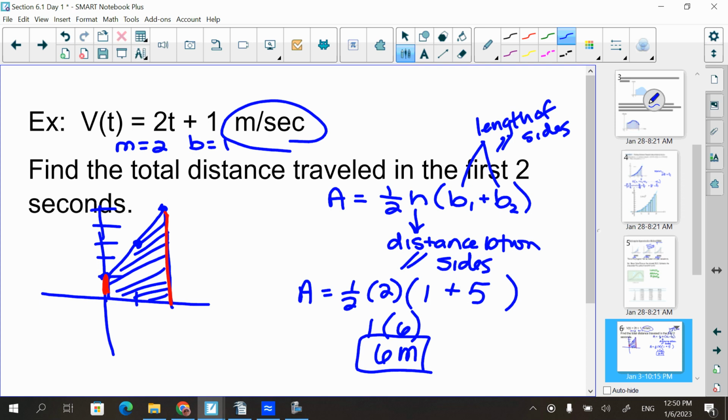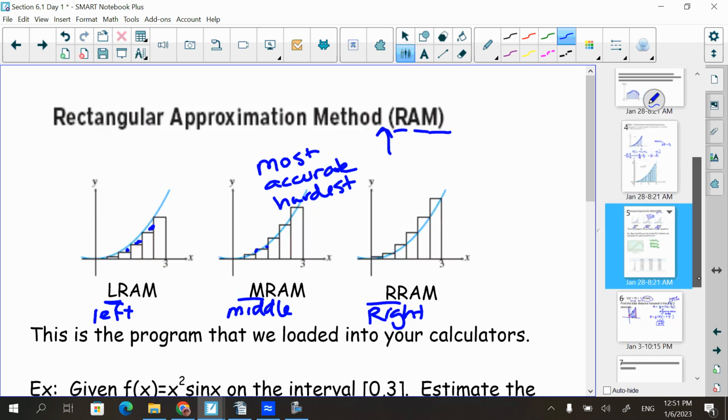You can just take these x values where those parallel lines are and plug them into the equation. 0 plus 1 is 1. That gives us that one. And 2 times 2 is 4 plus 1 is 5 for that one. Okay? So don't think you have to keep drawing it out that whole distance. You can find that just by putting the x values in. Okay? So the total distance traveled for this one is 6 meters. Notice no curves on this one. Exact answer. Okay. Next one.